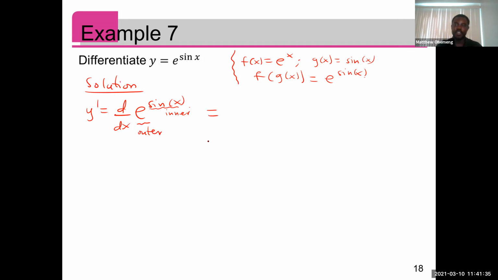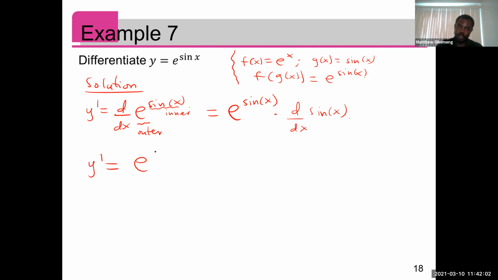So immediately identify those. This is a composite function, so you can use the chain rule. By the chain rule, differentiate the outer function. So what's the derivative of e to the x? It's just the same e to the x. But we can't write e to the x there. You have to plug in the inner function. So you have to do what? E to the sine of x times the derivative of the what? The inner function. Derivative of sine of x.